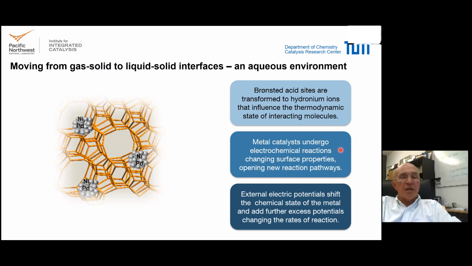The second one is that when we put metal catalysts into water or other protic solvents, they may undergo electrochemical reactions, changing the surface properties and opening in this way new reaction pathways. And the third one is that if we add an electric potential, it will then shift again not only the chemical state of the metal, but we add also further excess potentials that change the rates of reactions.